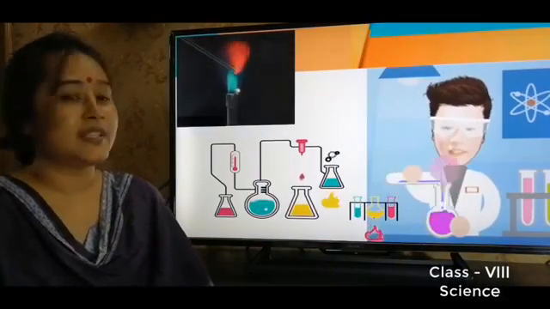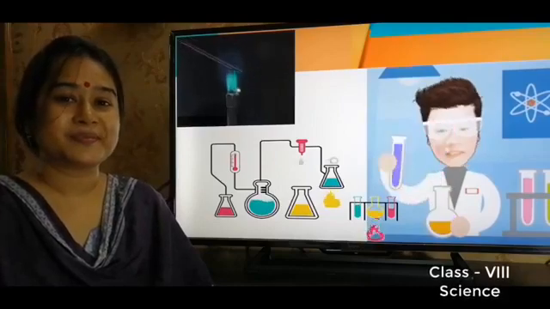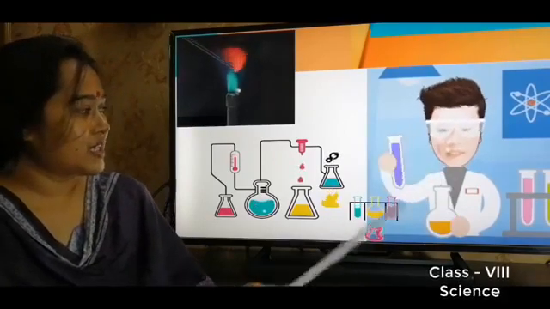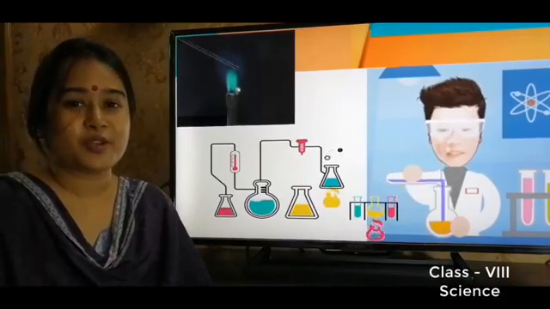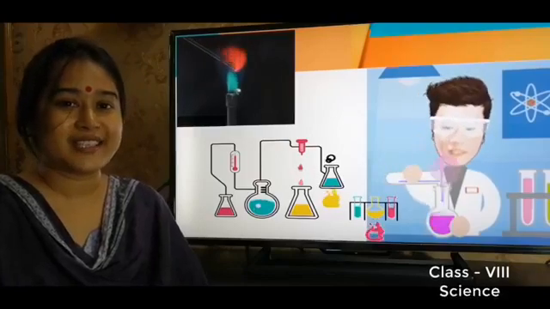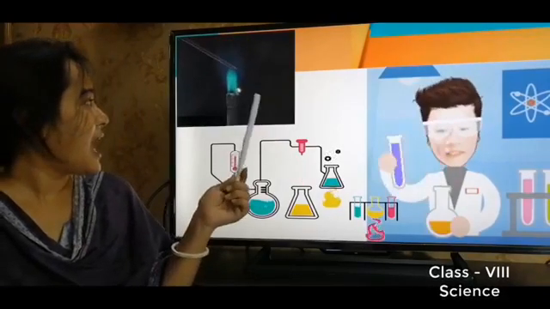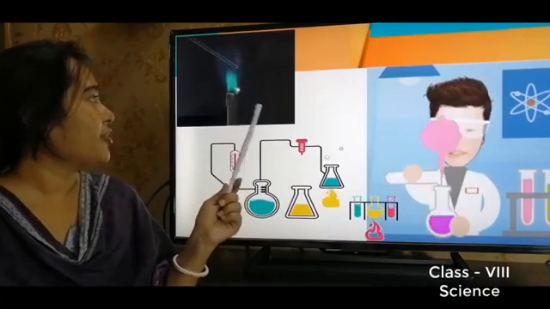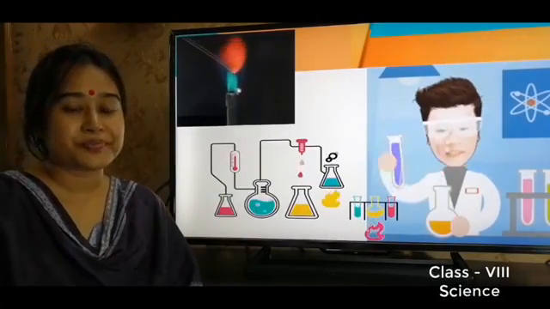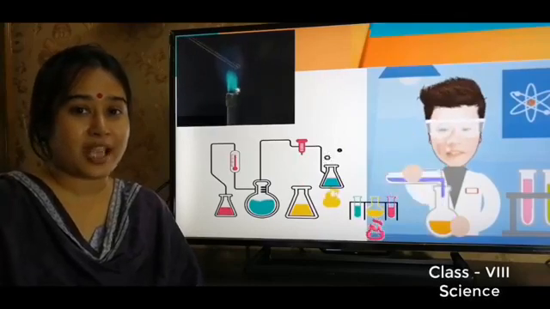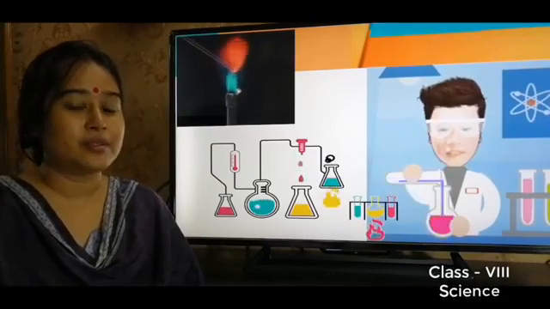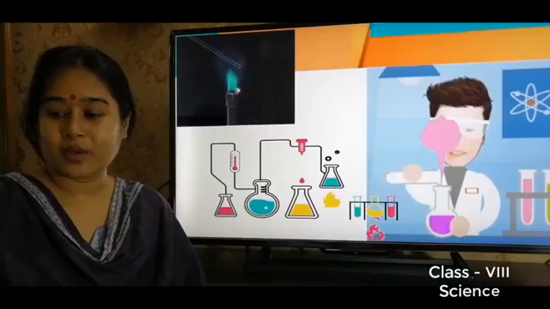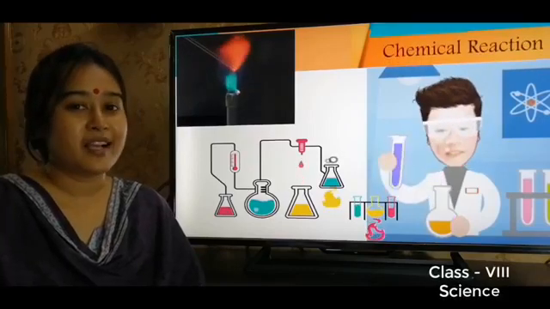What are you seeing in this picture? So here is the scientist. He is doing some experiment over here in this picture, isn't it? Well, very good. And also you can see a picture of a burning rod. So can you guess which chapter we are going to learn today? So this is chemical reaction.